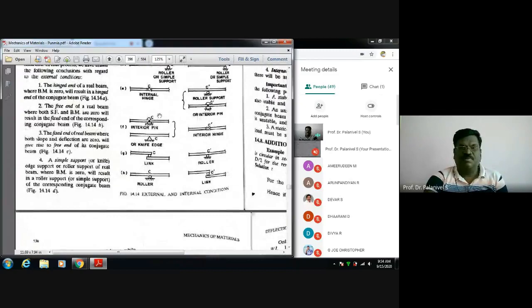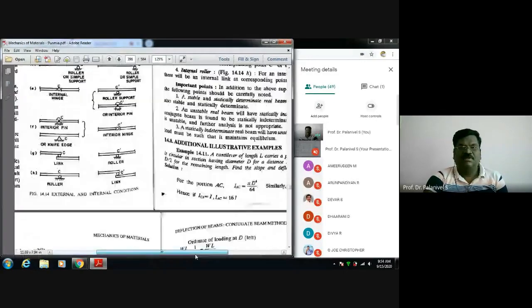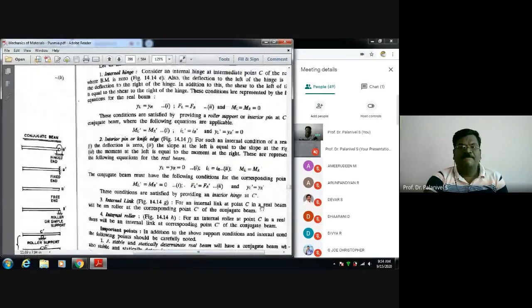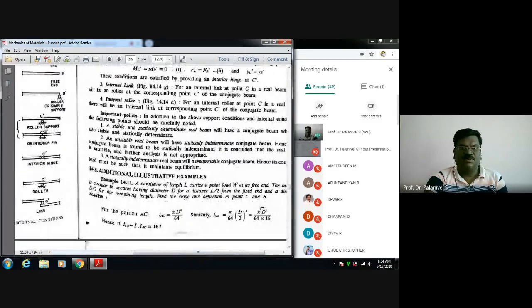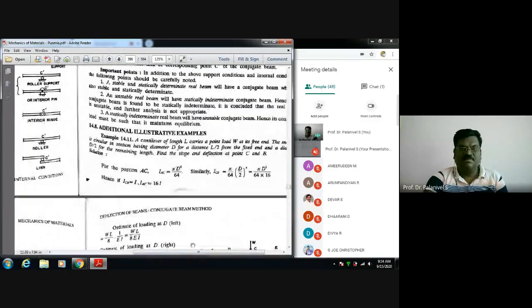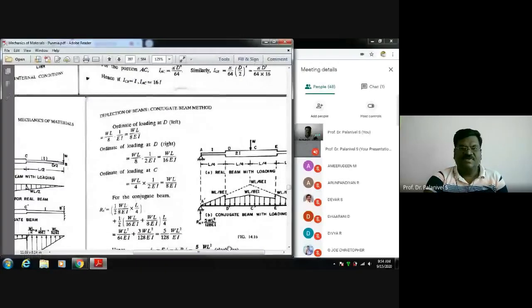You need not worry about the other cases. Beams with articulation and all, you will not get, right? So that much is not necessary. If you are interested, you can go through the textbooks and additional illustrated examples. The author has finished.